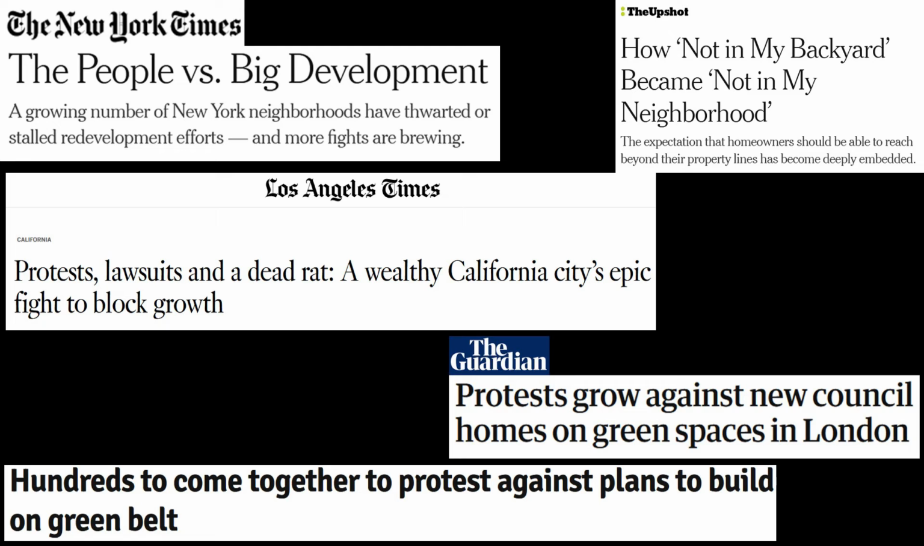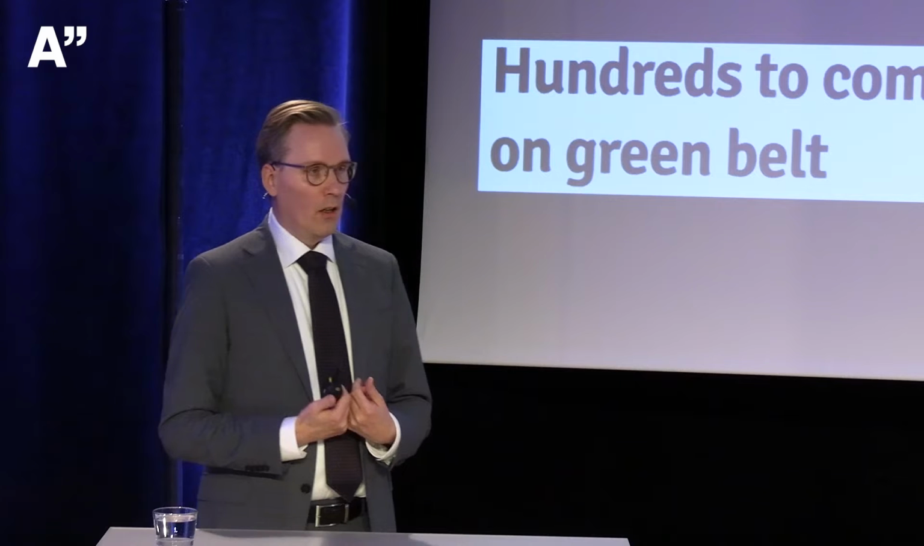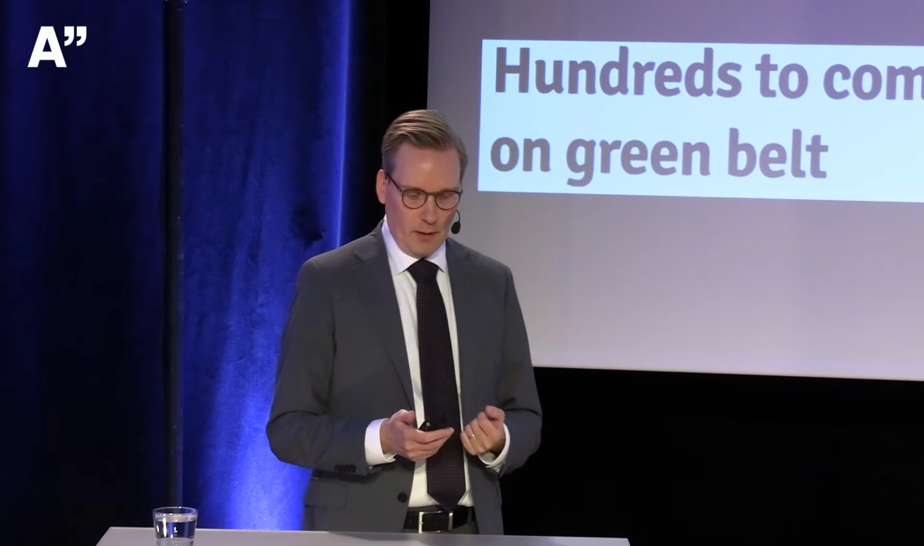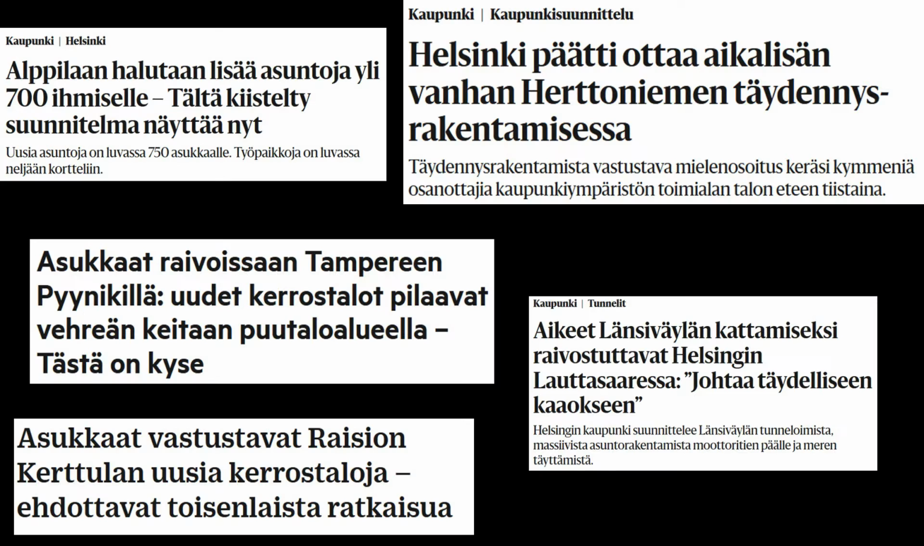However, if we read the newspapers and follow the media, we immediately notice that there are a lot of people who don't actually agree with this solution. There are a lot of people who actually oppose the construction of new housing. For example, here: a growing number of New York neighborhoods have stalled redevelopment efforts. A wealthy California city's epic fight to block growth, which is the growth of the housing stock. Or hundreds come together to protest against plans to build on Greenbelt.